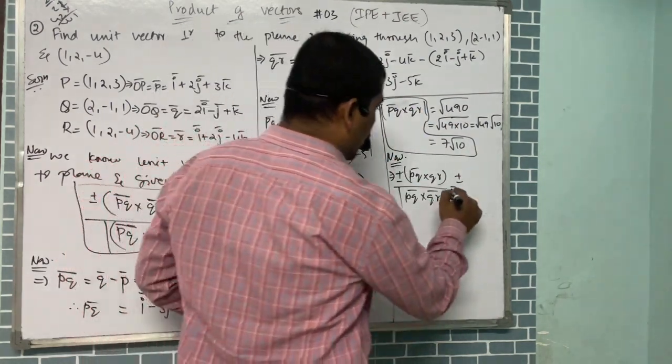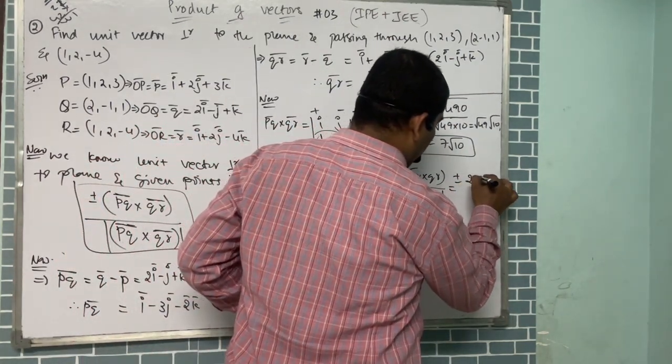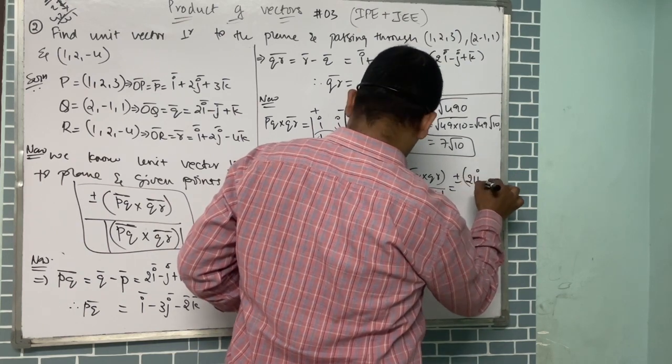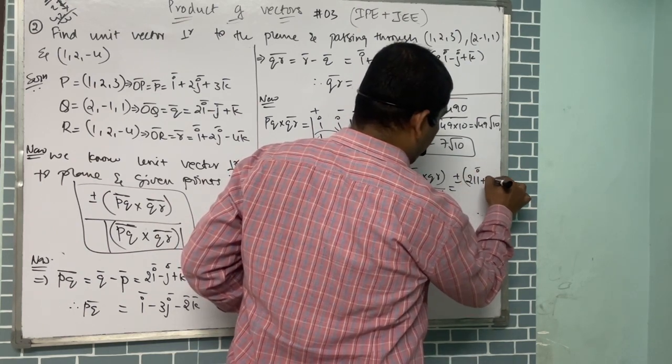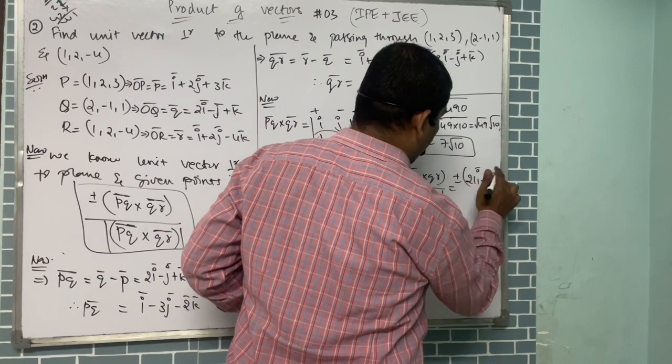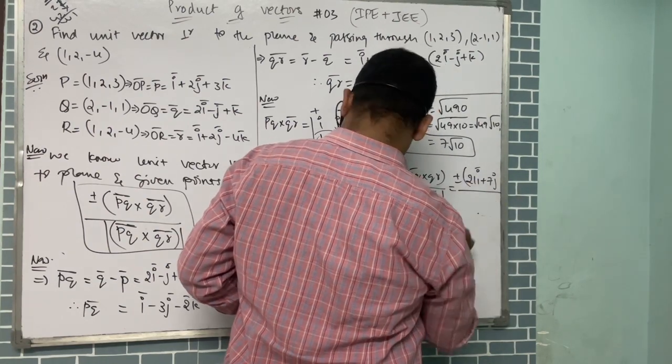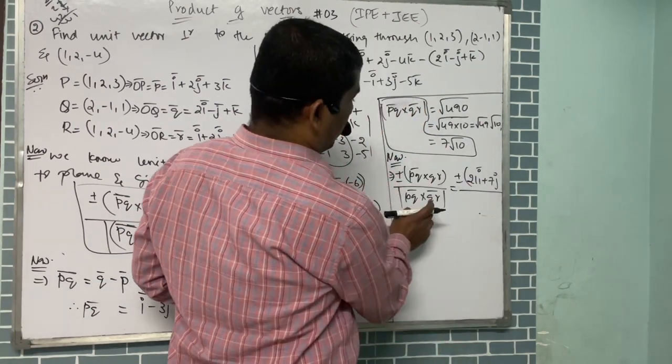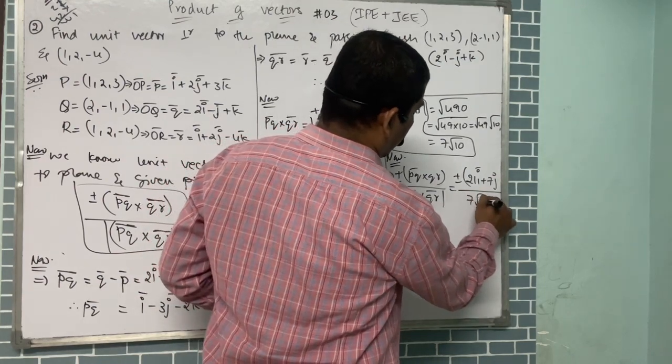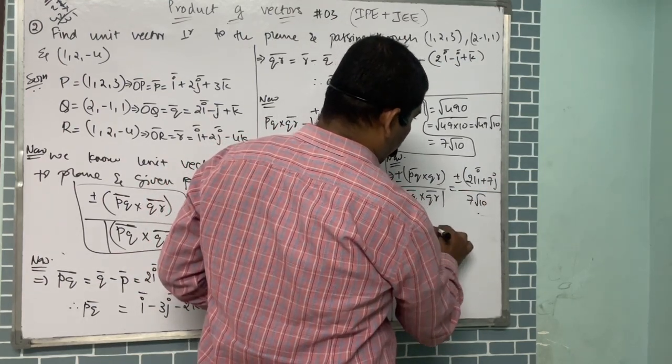So, PQ cross QR is 21I plus 7J by, this is 7 root 10. Now I can solve this plus or minus.